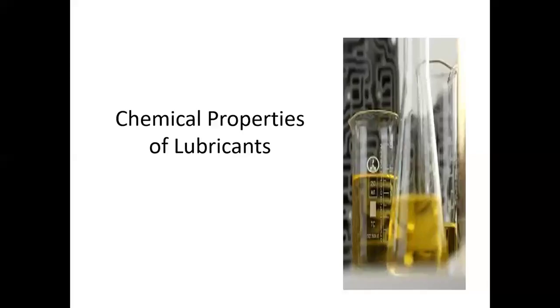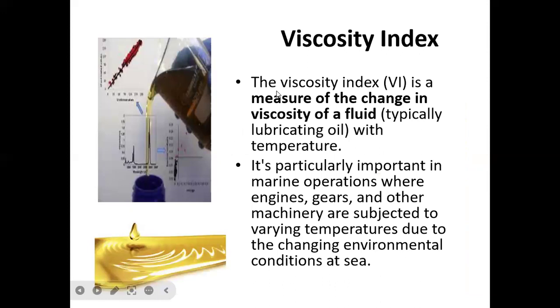Good everyone, for this video, we'll be discussing the chemical properties of lubricants. So the first chemical property of lubricant would be our viscosity index, or VI. It is a measure of the change in viscosity of a fluid, typically lubricating oil, with temperature. So viscosity index is actually temperature dependent.